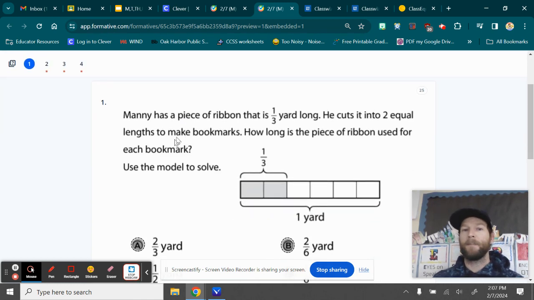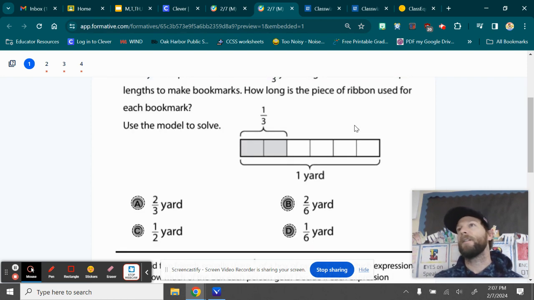So this one, Manny has a piece of ribbon that is 1/3 yard long. He cuts it into 2 equal lengths to make bookmarks. How long is the piece of ribbon used for each bookmark? Use the model to solve. So this one you don't need to show your work for because they already showed you right here.